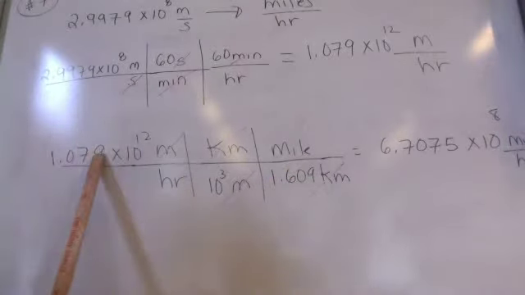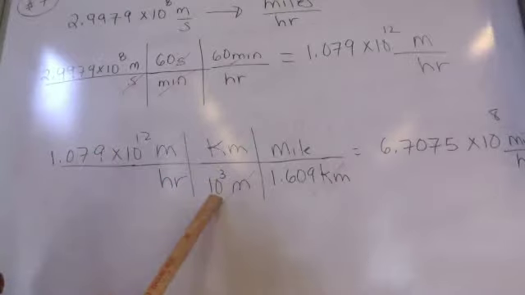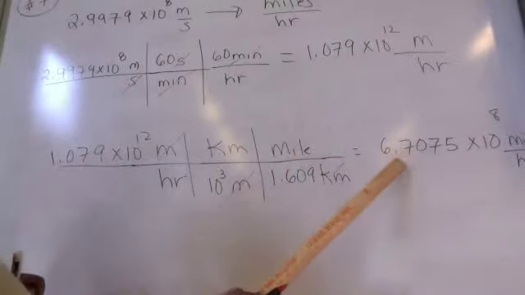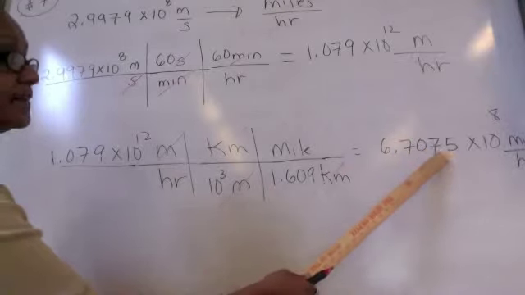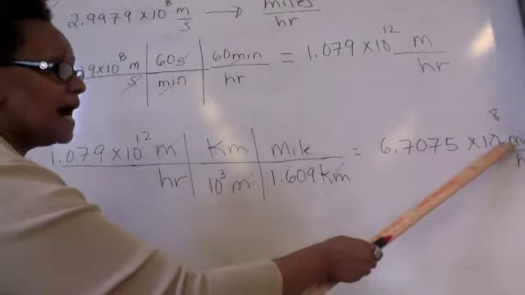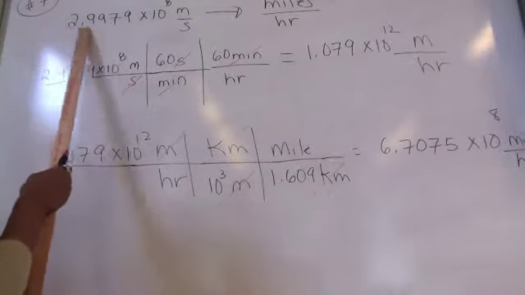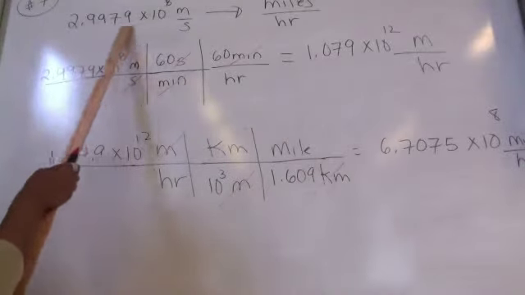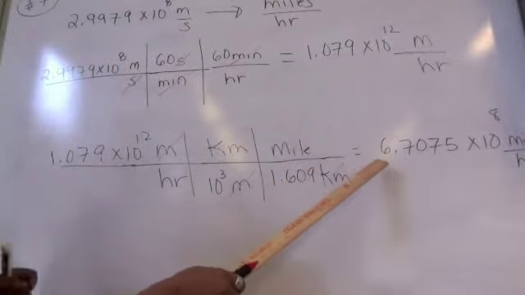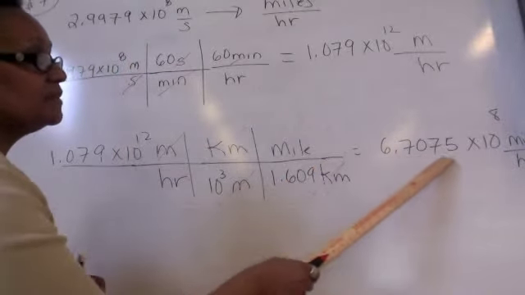So I take this number, divided by 10 to the third, divided by 1.69, and I get my answer, 6.6075 times 10 to the 8 miles per hour. I have 5 significant figures here, and so I'm just putting it in 5 significant figures here.